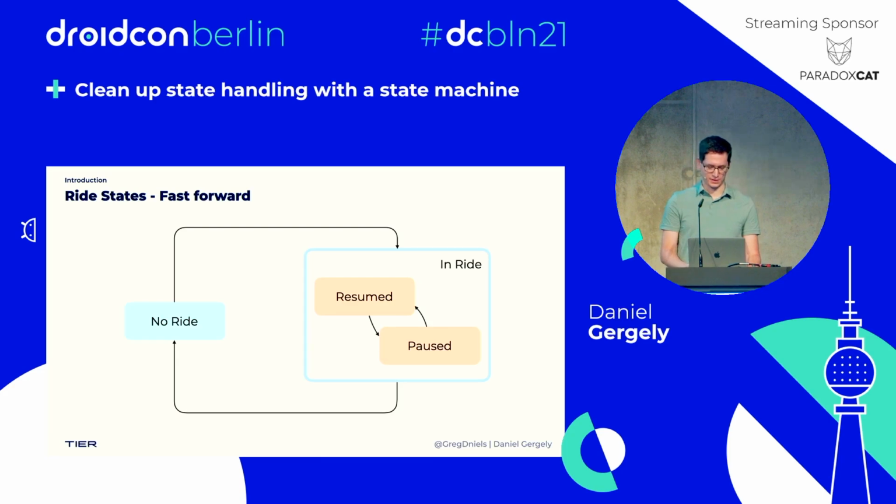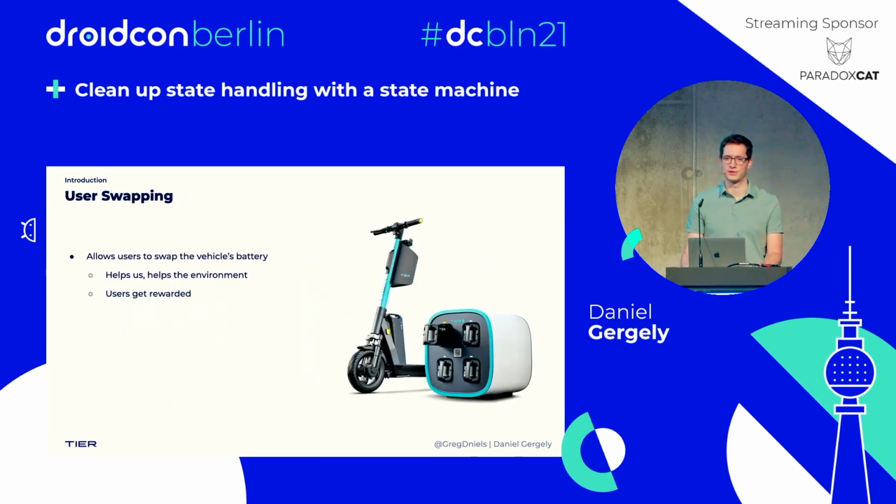Then we also introduced a really cool feature called user battery swapping. What it basically does is allow users to go to a swap spot where there's a power box, take out the depleted battery of the vehicle and swap it with a charged battery from the power box. It helps us, it helps the environment, and the users get rewarded for doing it, so it's really a win-win situation.